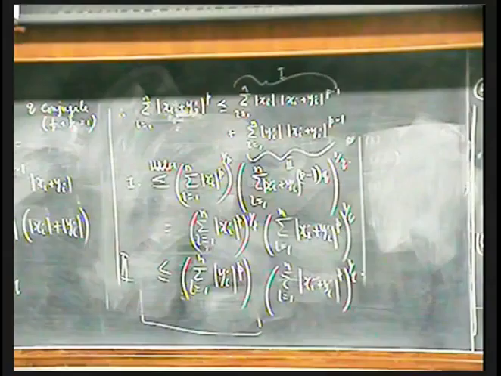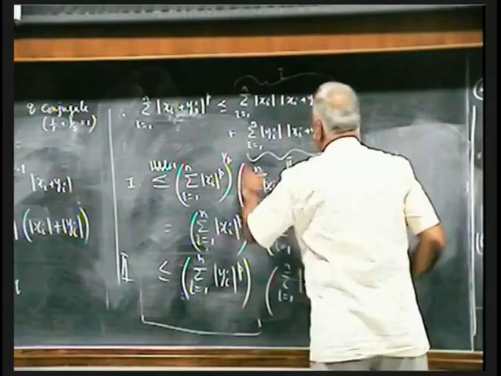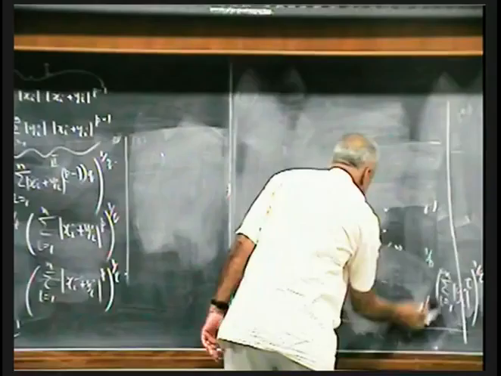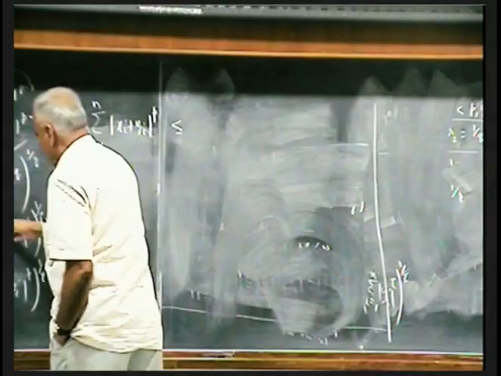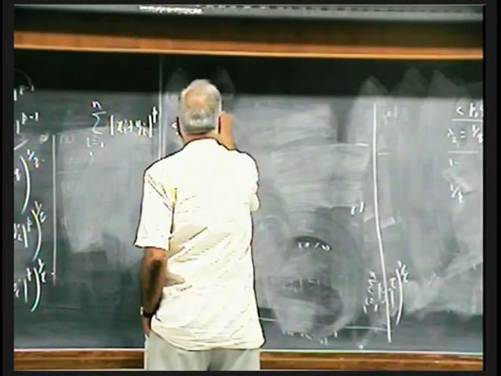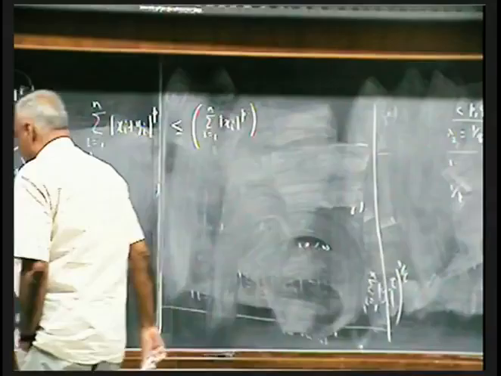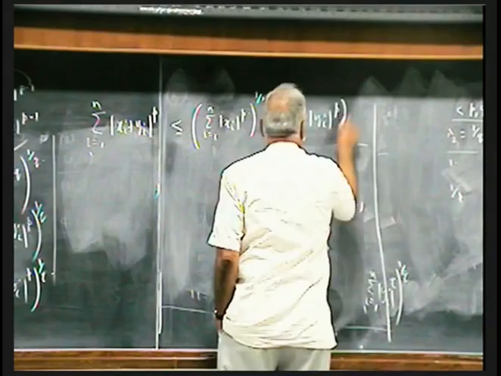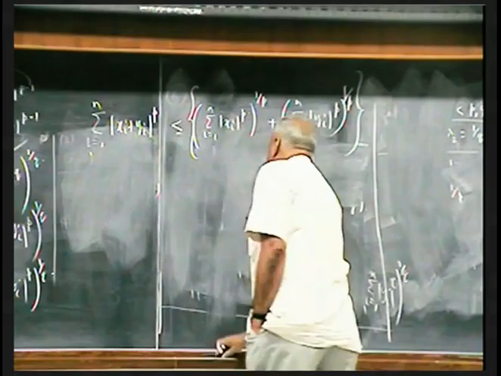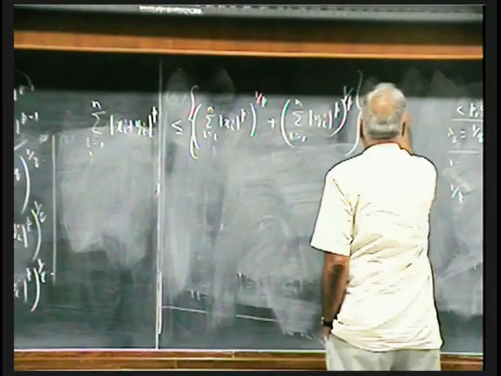Right? So now what do I get eventually? Therefore, this 1 plus 2 is the dominant part. So we have summation i equal to 1 to n mod xi plus yi to the power of p is less than or equal to, this factor is common for both of them, so it is summation i equal to 1 to n mod xi to the power of p to the power of 1 over p, plus summation i equal to 1 to n mod yi to the power of p to the power of 1 over p, times the common factor, which is summation i equal to 1 to n mod xi plus yi to the power of p to the power of 1 over q.